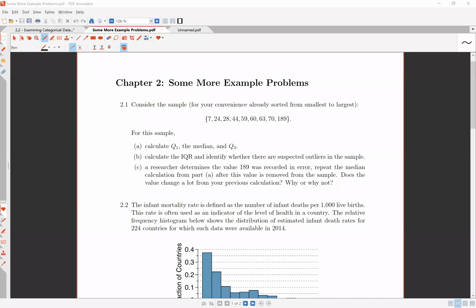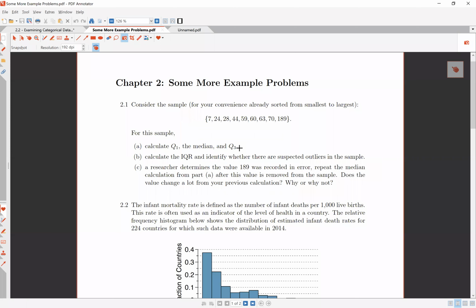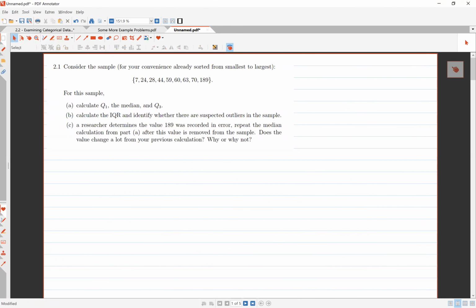So the first problem we have here just starts by giving us a data set and then asks us to do variations of calculations that we've already done up to this point. The thing to be aware of is it's important to sort your data set from smallest to largest. And in this case, just conveniently, that was already done.